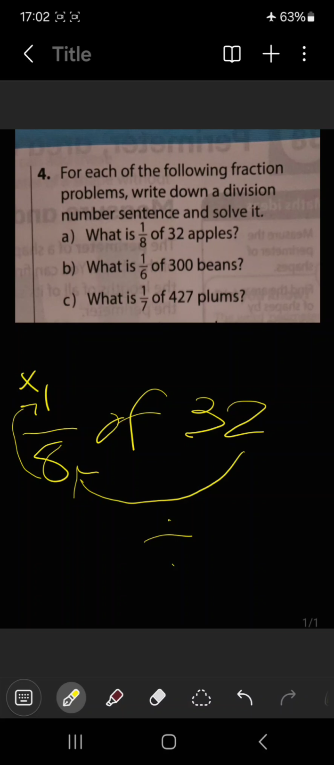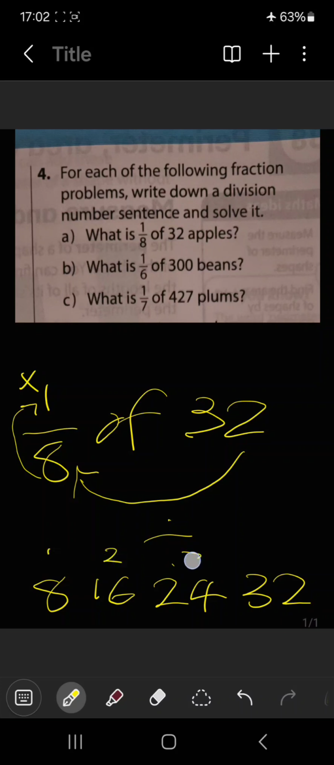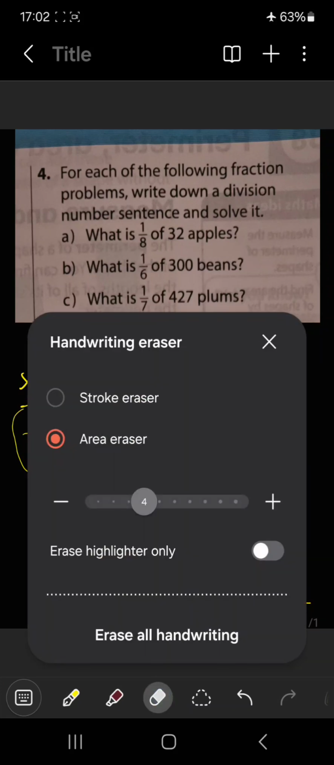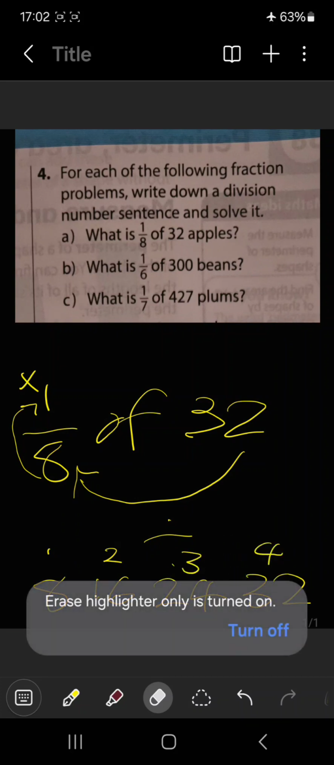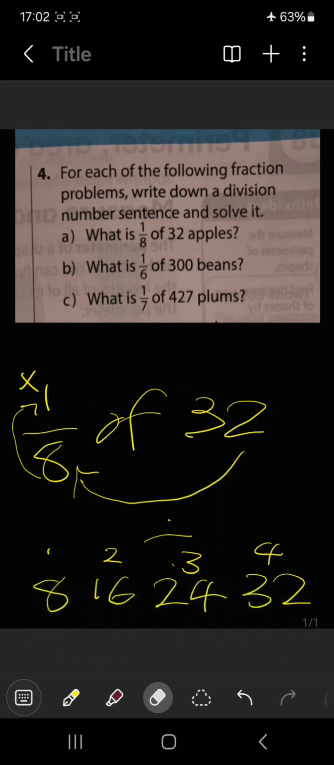So 32 divided by 8. How many times can 8 go into 32? 8, 16, 24, 32. 1, 2, 3, 4. So 32 divided by 8 will equal 4. Well done. Then you take 4 times 1 and it will still give you 4. So your answer is 4. So 1/8 of 32 apples is 4 apples.